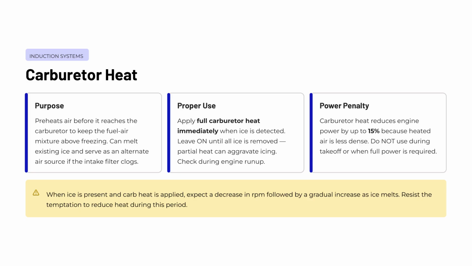Be aware of the power penalty. Heated air is less dense, so you can expect up to a 15% reduction in engine power. For this reason, carburetor heat should never be used during takeoff or any phase requiring full power. Here's what to expect when you apply carb heat with ice present. You'll initially see a drop in RPM, followed by a gradual increase as the ice melts. That temporary drop is normal. Do not pull the heat back during this period. Stick with it and let the heat do its job. Always check carburetor heat operation during your engine run-up before flight.